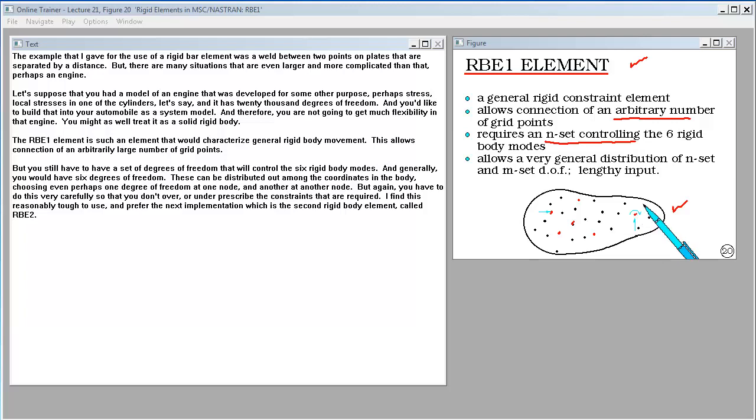But again, you have to do this very carefully so that you don't over or under prescribe the constraints that are required. I find this reasonably tough to use and prefer the next implementation, which is the second rigid body element called RBE2.